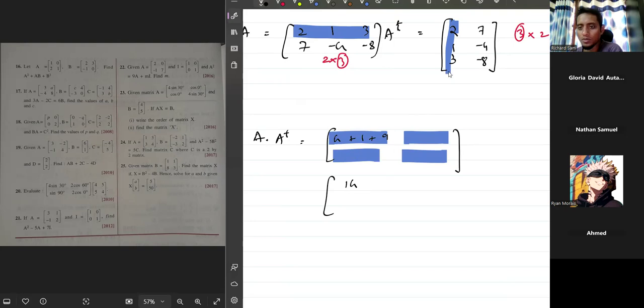Next one, first row with second column. 14 minus 4, minus 24, no? 4 into minus 8. Next step. Second row with first column. So 7 into 2, minus 24. Minus 8 into 3.